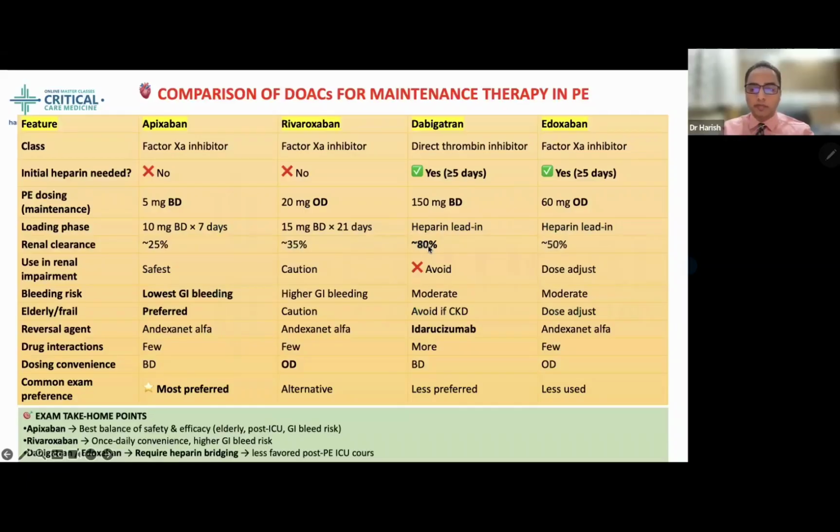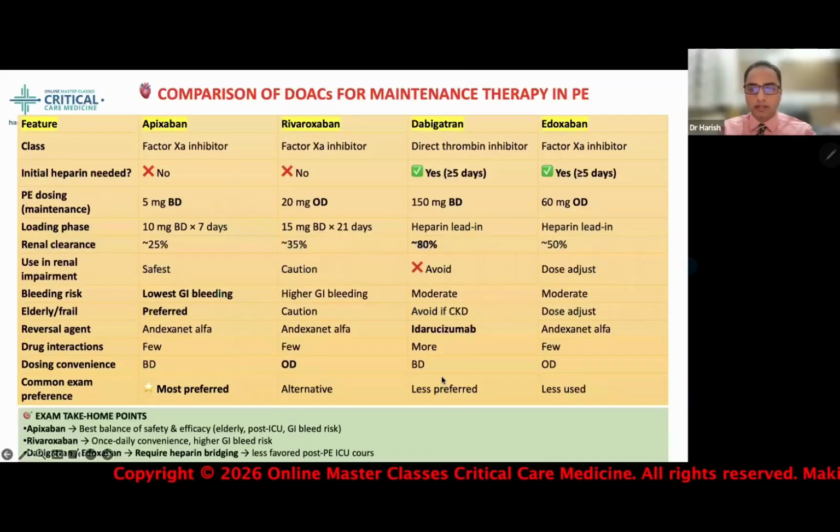It is 80% renally cleared, so preferably avoid it in CKD and renal dysfunction patients. Bleeding risk is moderate, and we have a reversal agent, that is idarucizumab. Drug interactions are more, and the dosage is BD, which is a bit less convenient, so it is overall less preferred.